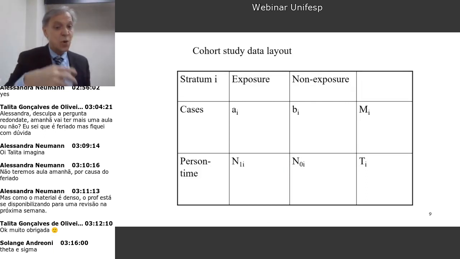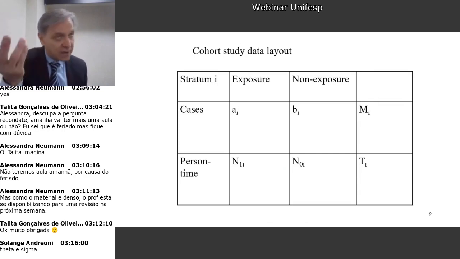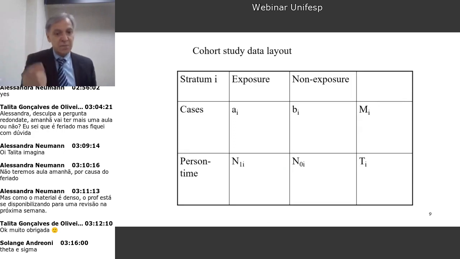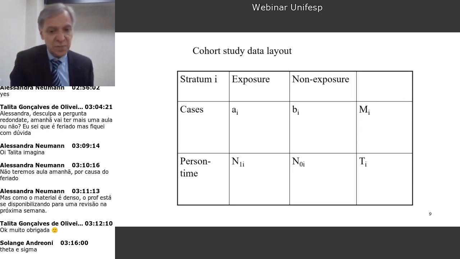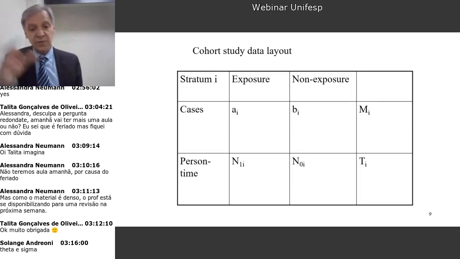Remember, that's a presentation called cohort study data layout, density layout. I don't have A, B, C, D. I have A, B, M1, and N1, N0, T. N1 here is percentile for the exposed group. N0 here is the percentile for the unexposed group. Okay, A over N1 is your incidence rate in the exposed. B over N0 is the incidence rate in the unexposed. And M1 over T1 is the incidence rate in the whole city, so to speak, or in the whole community, whatever. It's the sum of the two.